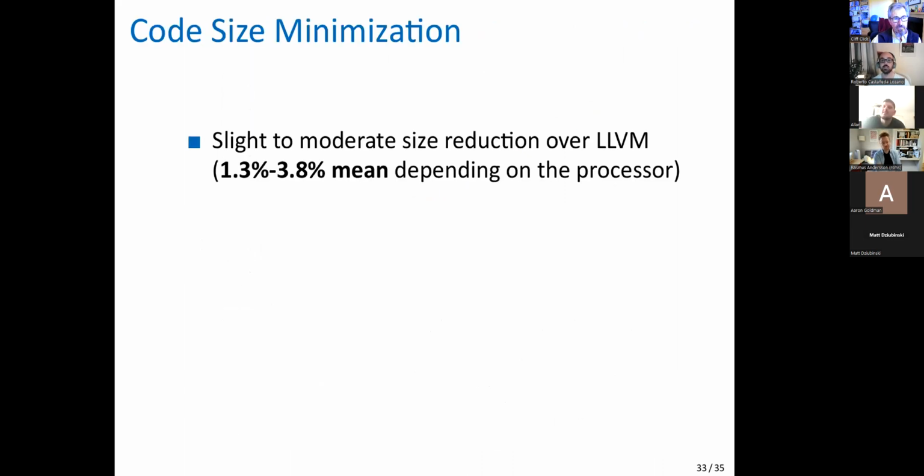Okay. So finally, we wanted to try out, remember I mentioned we can optimize for different things by just changing the objective function. So here we took the same model, changed the objective function, and said, now go optimize for code size instead of speed. And what we see is that by just changing this function, we actually get some code size reduction over the code generated by LLVM, depending on the processor, from 1 to 4% on average.